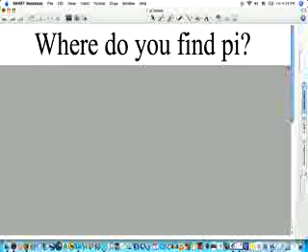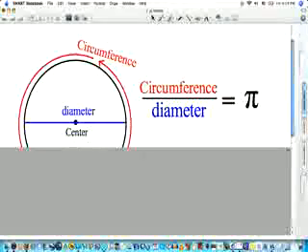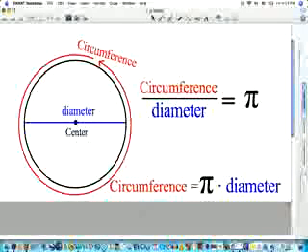So where do you find pi? It turns out pi is exactly equal to the circumference of any circle divided by the circle's diameter. Now, this leads to the obvious consequence that circumference is equal to pi times a circle's diameter, where the circumference is just the distance around the circle and diameter is just the distance across the circle through the center of the circle. So any circle's circumference divided by its diameter is equal to this number pi. It kind of makes sense that all circles have the same circumference to diameter ratio because all circles are similar to each other.